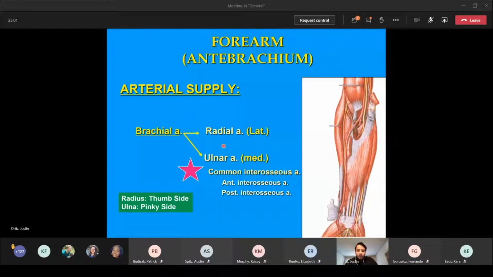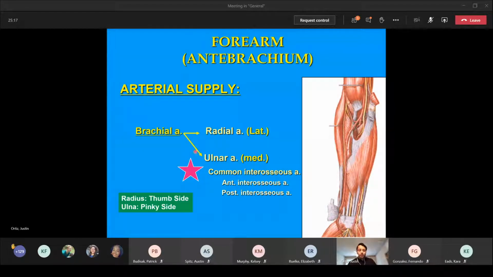So for the arterial supply, we have the radial artery as well as the ulnar artery. These are going to be branches off the brachial artery. So you see right here, this is the brachial artery coming down, and then it bifurcates into the radial artery, which goes down by itself, and then the ulnar artery.